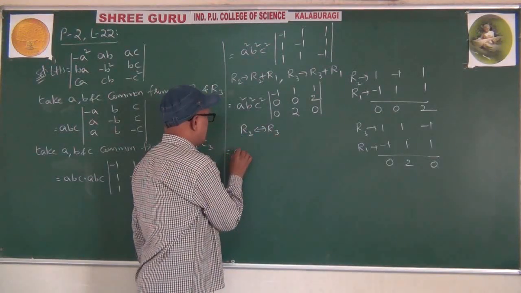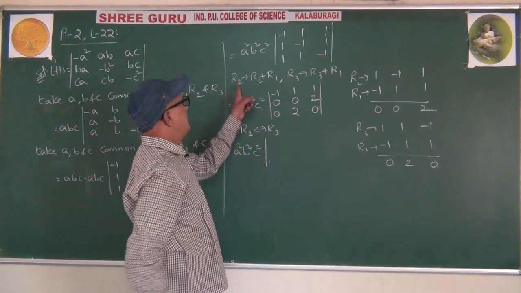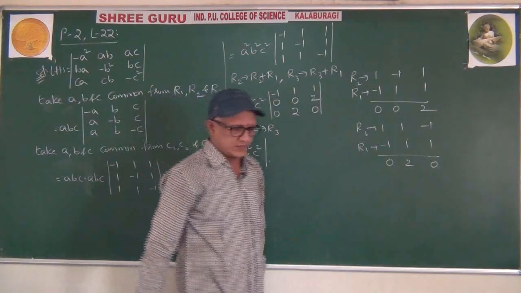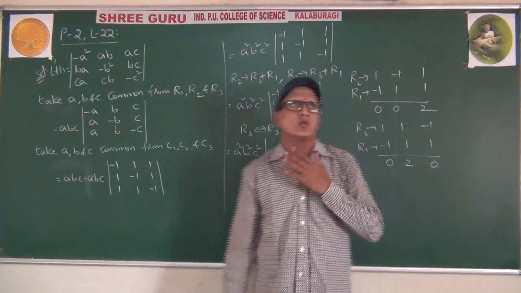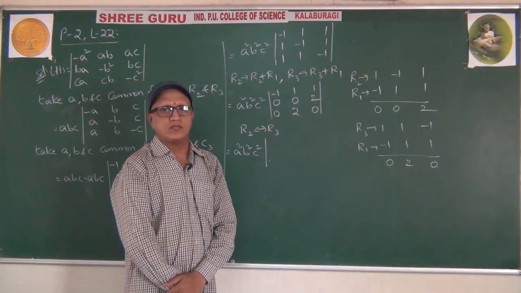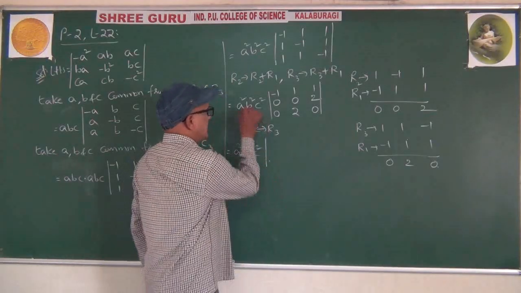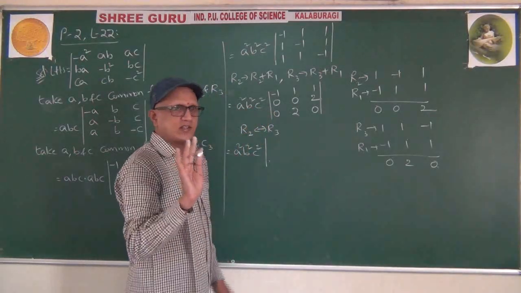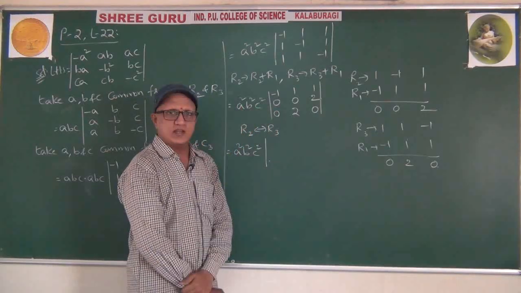Sir, first doubt is, why did you do this operation? Second doubt is, how should we come to know to do this operation? I will explain, just wait. A square, B square, C square, keep as it is.